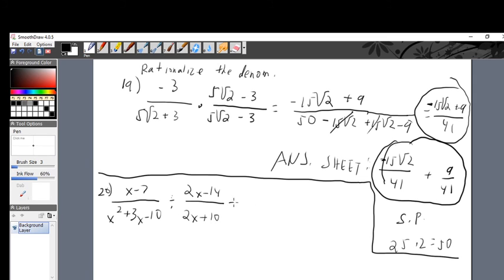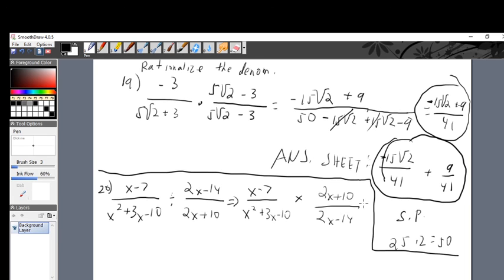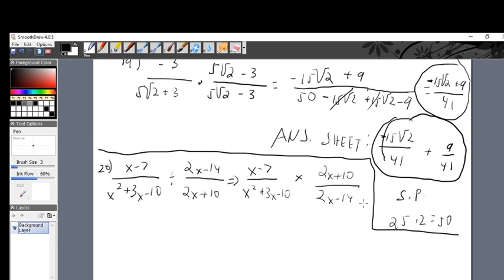Okay, so step number 1 is to take the second part of the problem and flip it and then multiply. So this is what, let me show you exactly what I mean. Copy down x minus 7, copy down x squared plus 3x minus 10, and put a multiplication sign and then flip the second one. Put the 2x plus 10 on top and put the 2x minus 14 on the bottom. And now we have to factor all of those. We have to factor whatever we can.